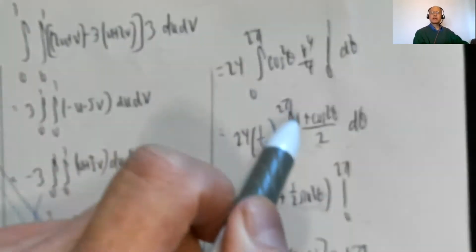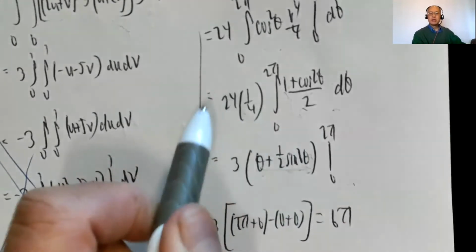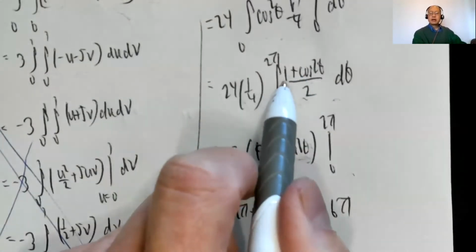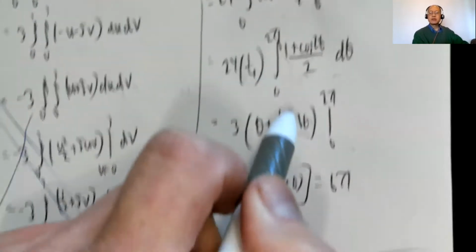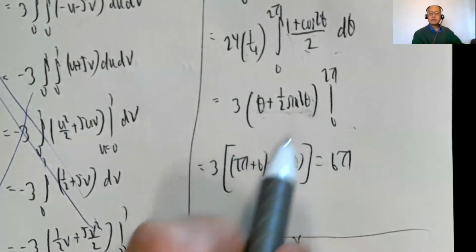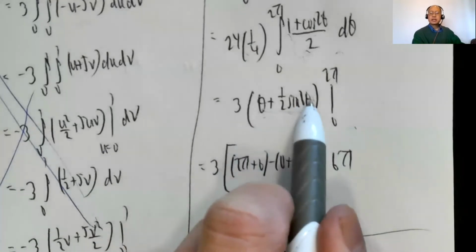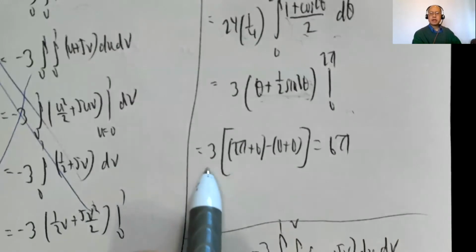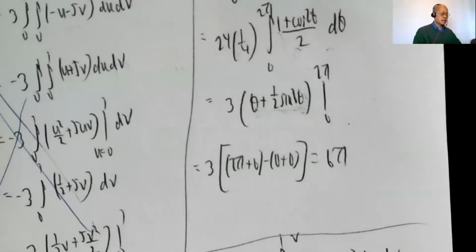Integral of cosine squared is 1 plus cosine 2 theta over 2. 24 divided by 4 is 6. Divide that by 2 is 3. Integral is theta plus 1/2 sine 2 theta. Plug in 0, you get 0. Plug in 2 pi, that's 2 pi. Sine of 4 pi is 0. And 0 there. So 3 times 2 pi. Final answer is 6 pi.